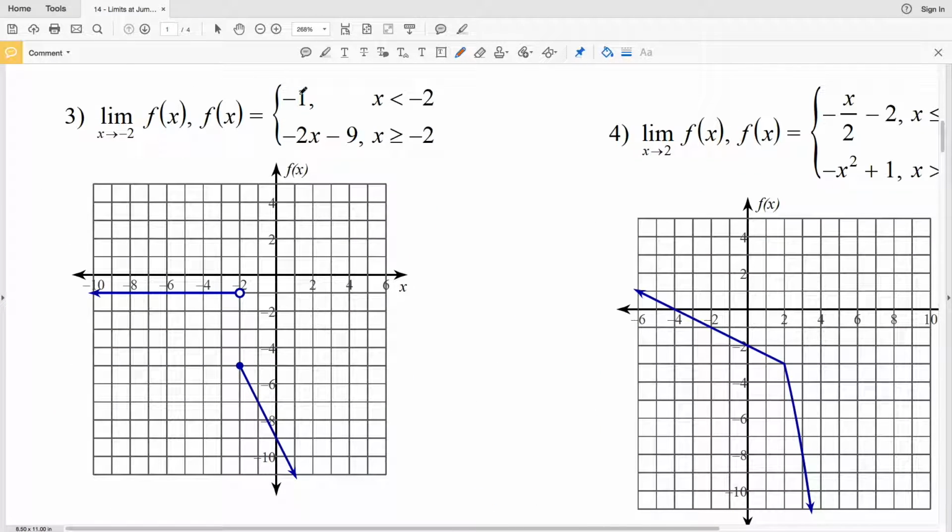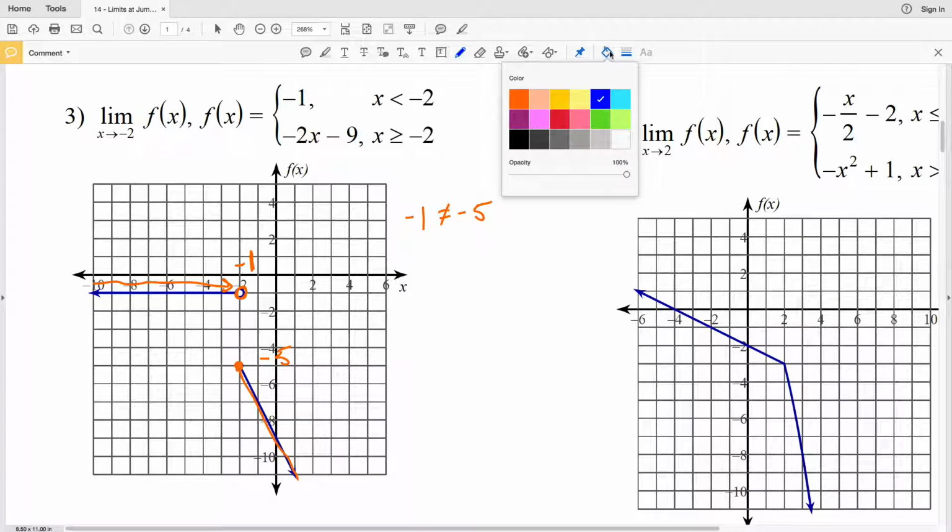Moving on to number 3, we have the limit of f of x as x approaches negative 2. And it does not tell us whether we're looking at this limit from the right or from the left, which means we have to take both into account. So coming from the left-hand side, or the negative direction, f of x is approaching negative 1. And coming from the right-hand side, or the positive direction, f of x is approaching negative 5. And because negative 1 does not equal negative 5, the limit as x approaches negative 2 does not exist.